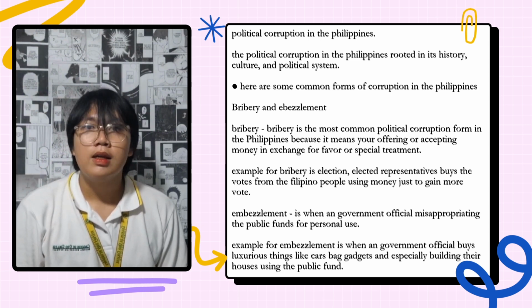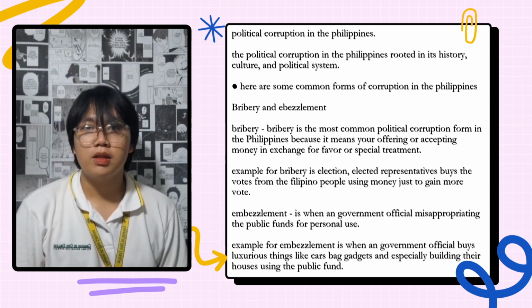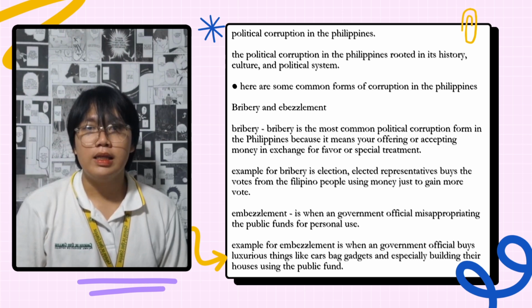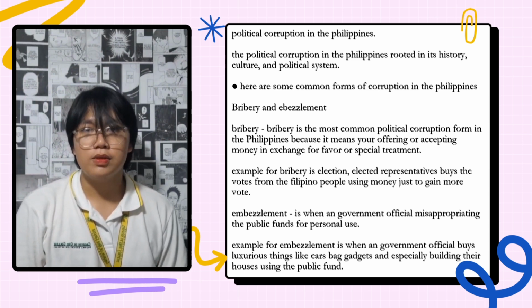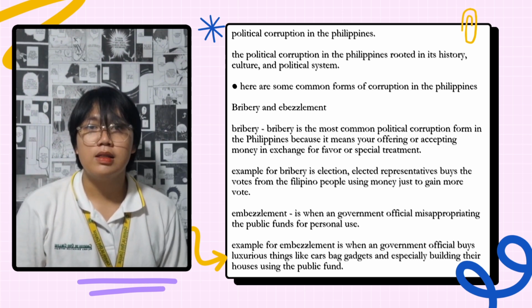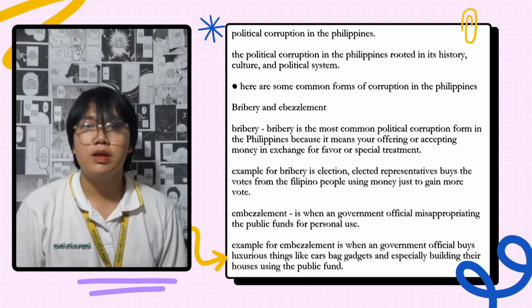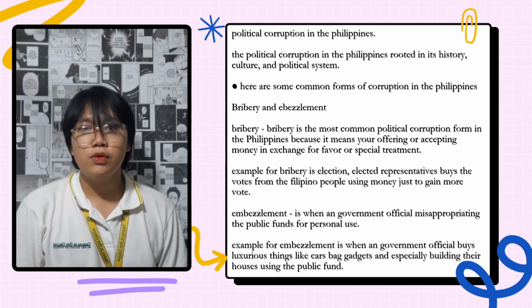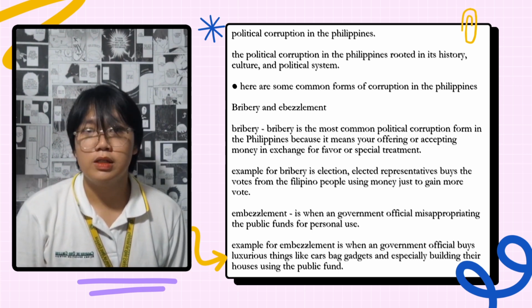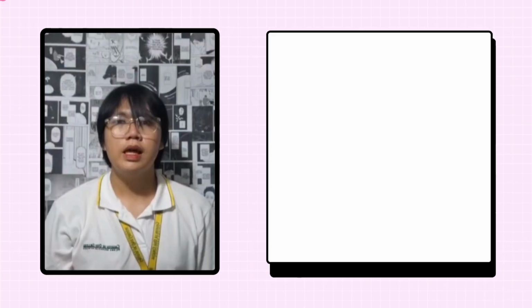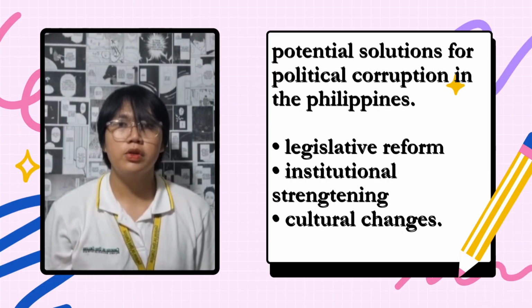Second is embezzlement. Embezzlement is when a government official misappropriates public funds for personal use. An example of embezzlement is when a government official buys luxurious things like cars, bags, gadgets, and especially builds their houses using the public fund. These 2 forms show what type of corruption is happening in the Philippines. Now let's move to the potential solutions for political corruption in the Philippines.